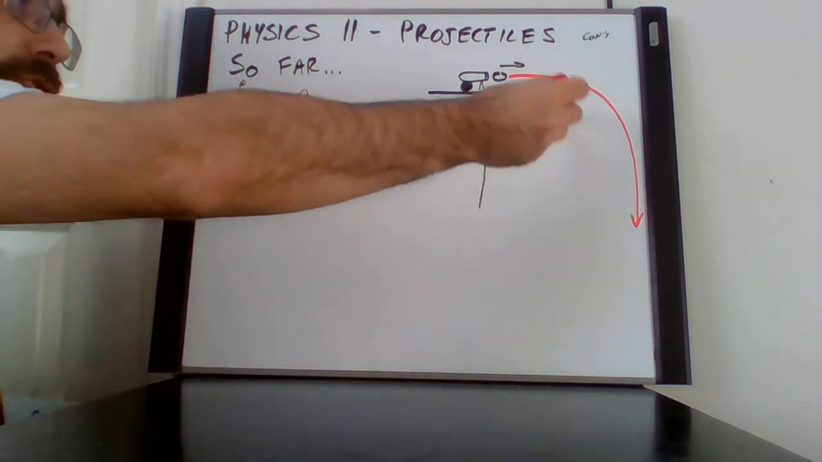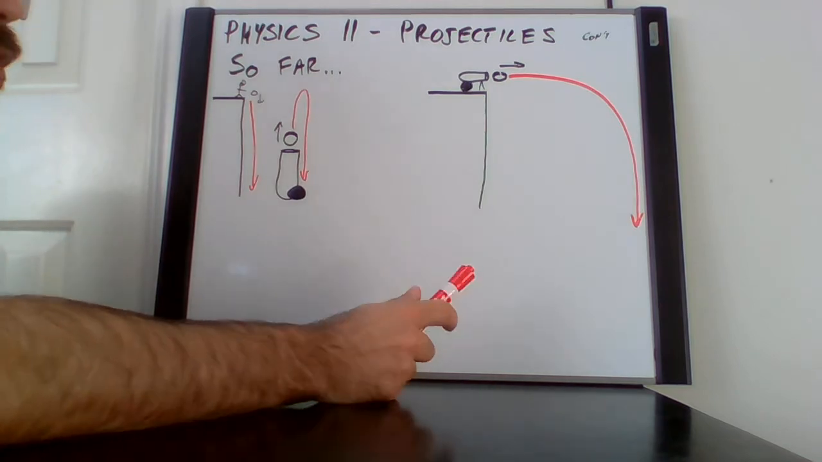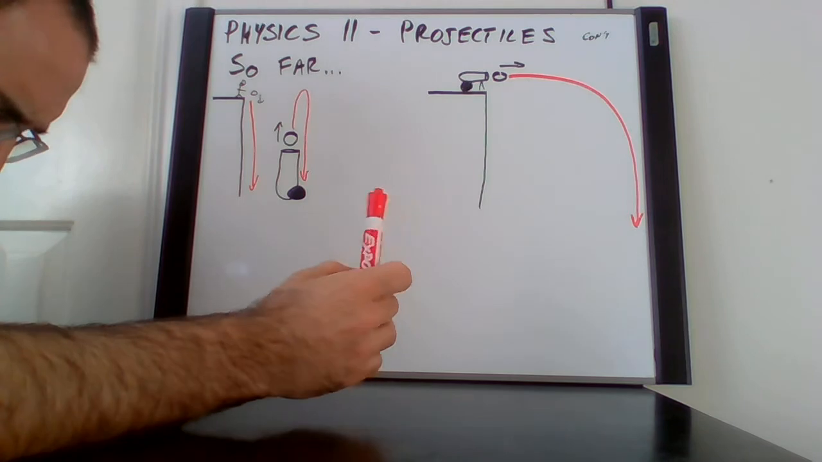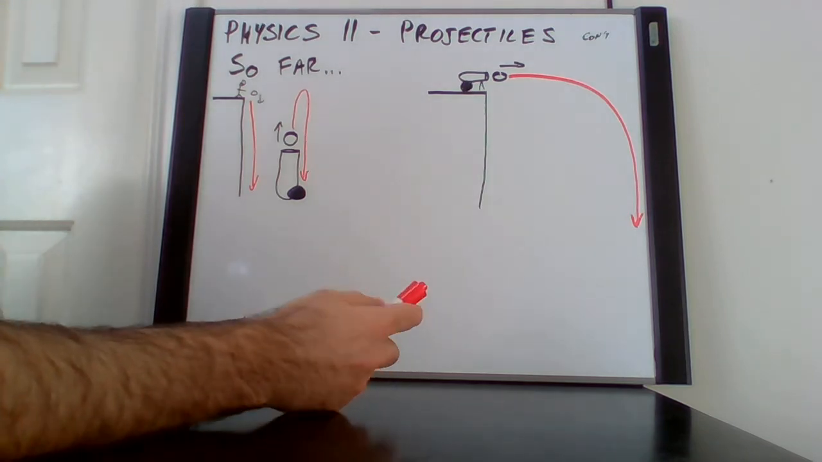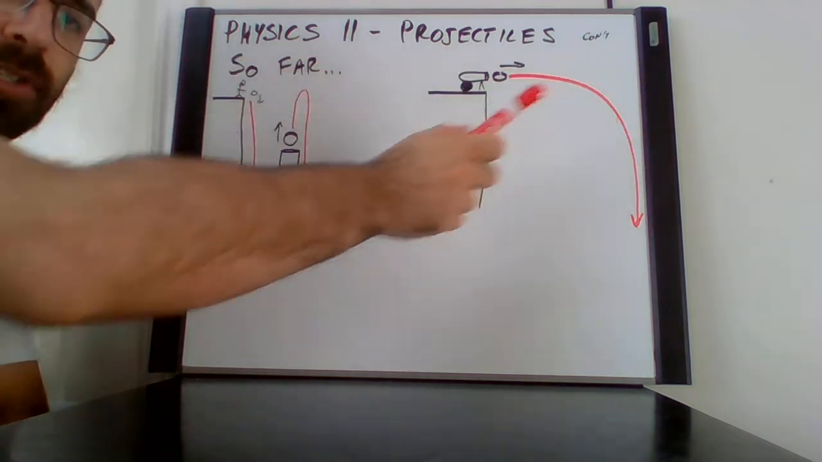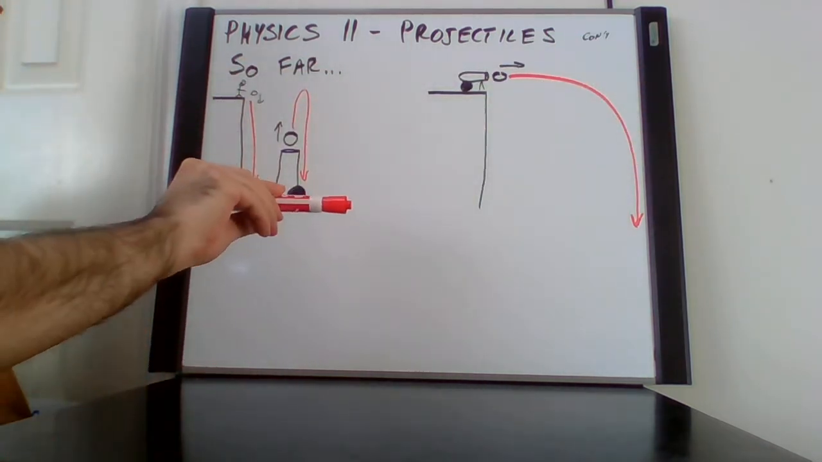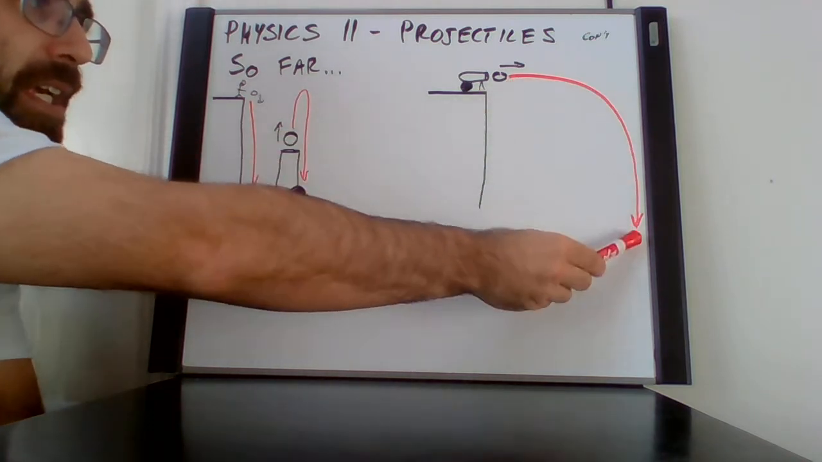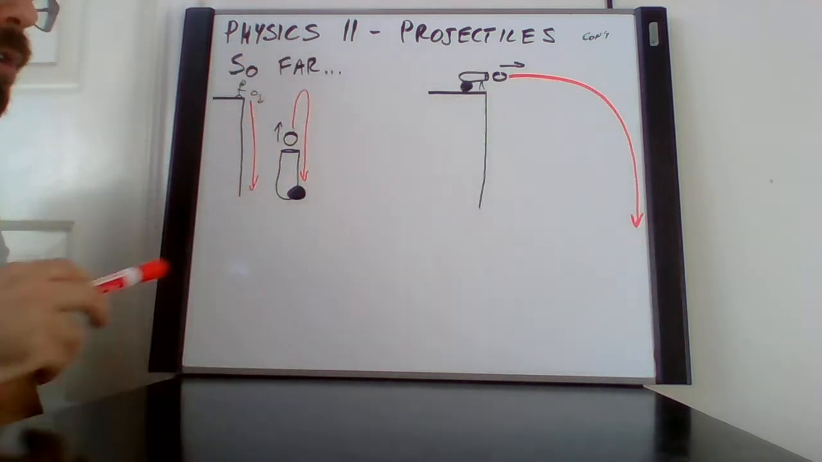Then last week I introduced you to this setup here where we are on top of a building or a cliff or a bridge, some sort of elevated situation. And we're just launching something straight horizontal right off the top of this. So we're just launching it straight this way. And the motion we see is this kind of downward pull.